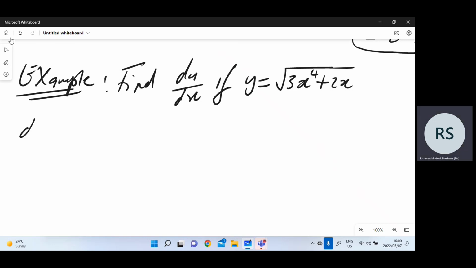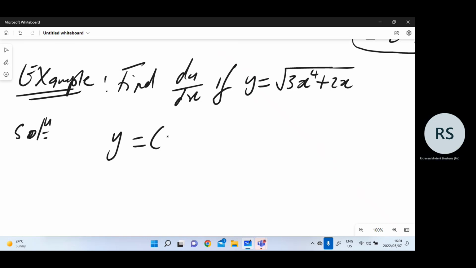So always, if you have a square root like this, your function is the square root of a function. Just to give you a tip, if they say find the derivative, just remember that function you can write in the form of 3x to the power of 4 plus 2x to the power of half. So I want to find the derivative.